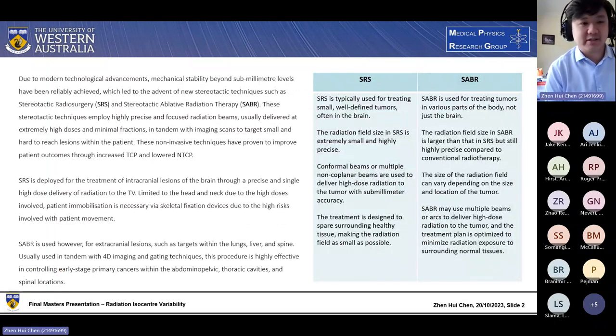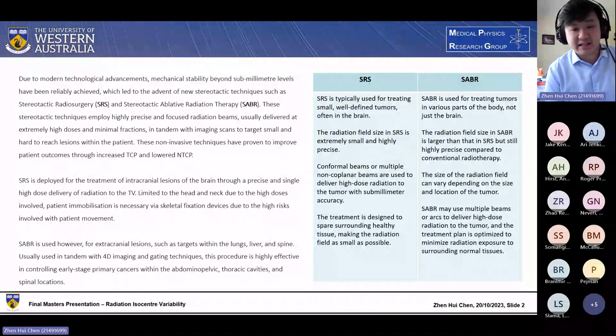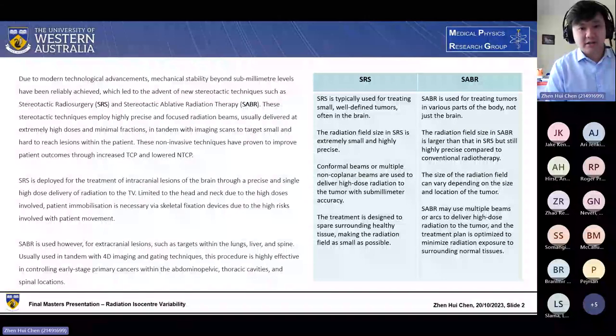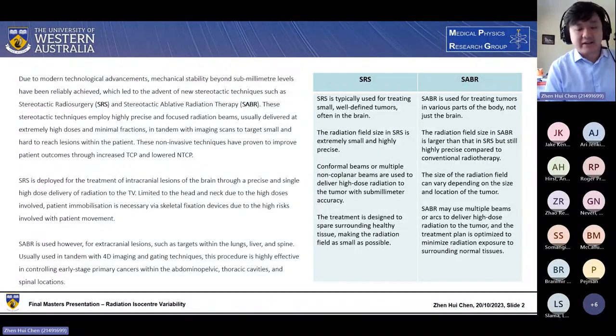All right, so this is the motivation for my project. Due to modern advancements in technology, the mechanical stability of the Linacs these days is beyond submillimeter levels, and that's why we have the advent of new stereotactic radiosurgery techniques, such as SRS, which is stereotactic radiosurgery, and SABR, which is stereotactic ablative radiation therapy, or SBRT. Those are interchangeable. These stereotactic techniques have in common that they're highly precise and focused beams. Usually they employ very high doses into very small volumes in minimal fractions. And as we know, for high doses, it's dangerous if those spill over into healthy tissue. So we want to try and keep them as conformal as possible.